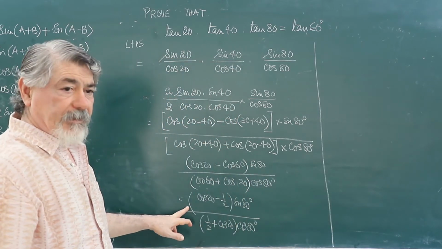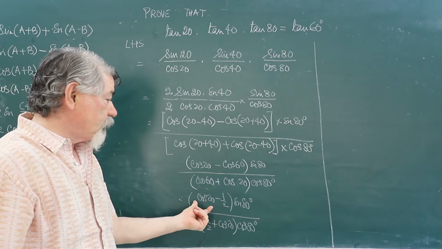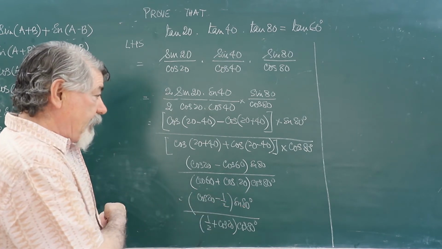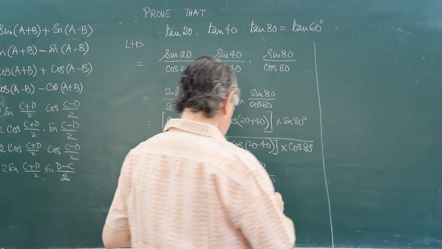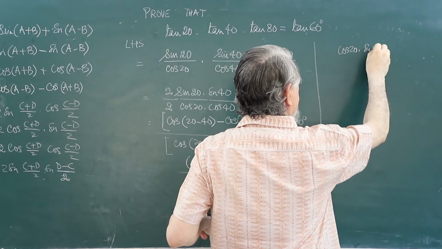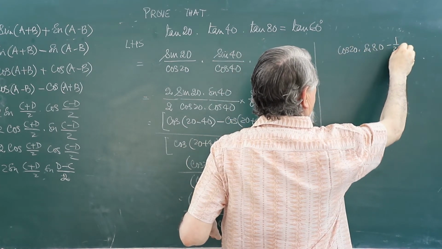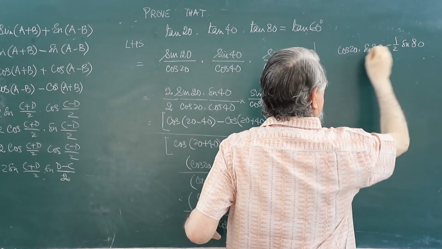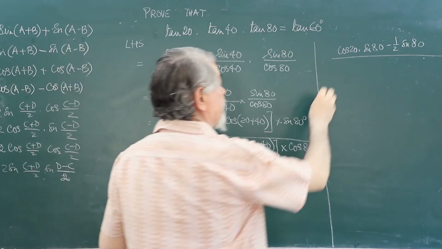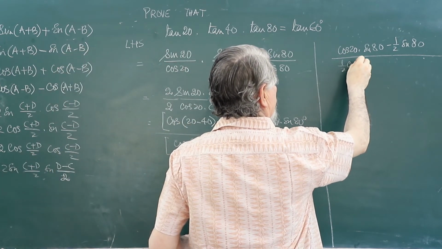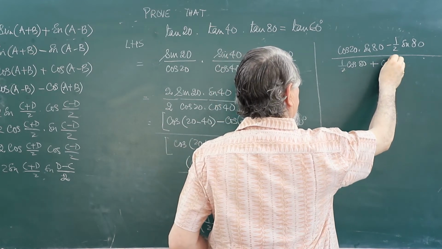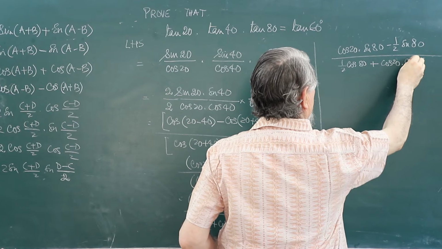We multiply them again, because cos 20 minus half multiplied by sin 80. So sin 80 will multiply the bracket inside. It will become cos 20 sin 80 minus half sin 80 upon half cos 80 plus cos 20 and cos 80.